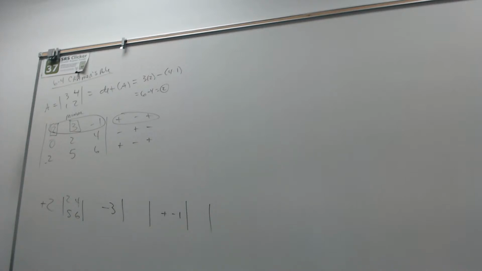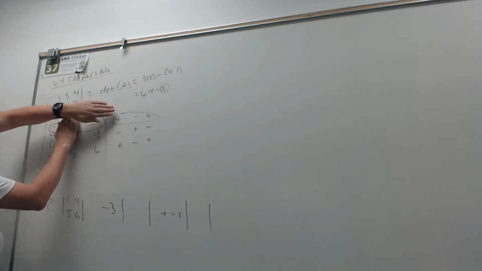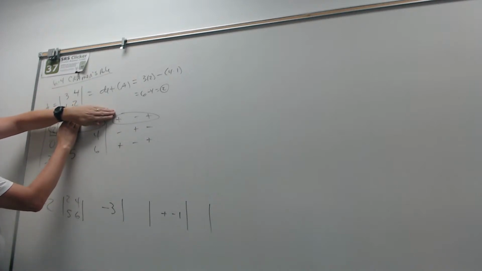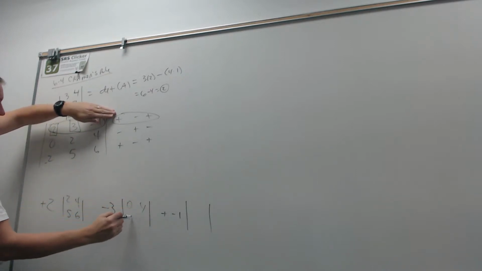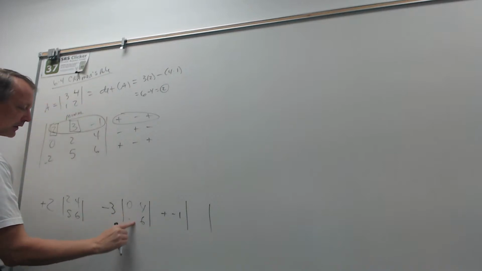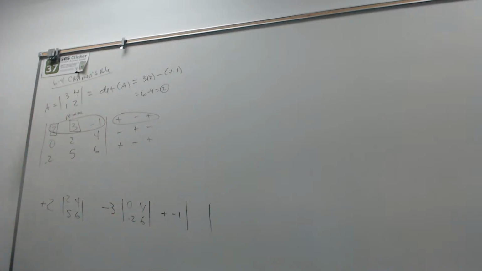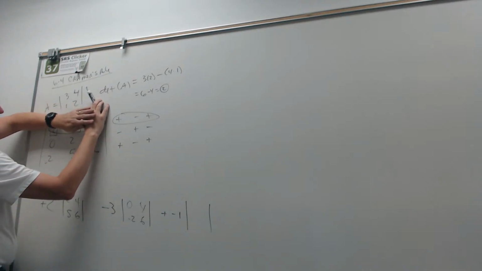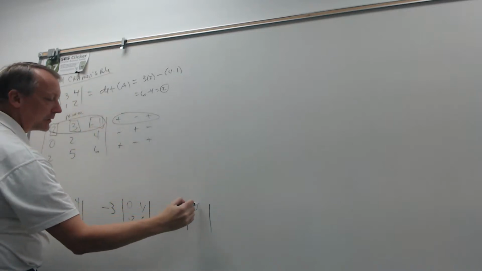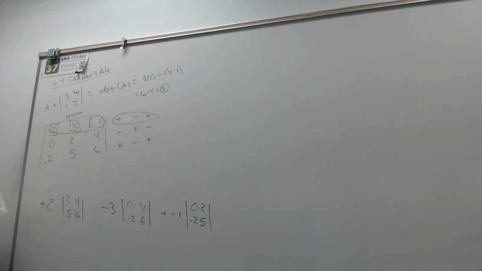Okay. Now I'm in row 1, column 2. I'm going to block out everything that the 3 is in, and the numbers uncovered are 4, negative 2, and 6. Does that make sense? Yes. Now I'm going to do this again with the negative 1. I'm going to block out everything except for the negative 1. What's left? 0, 2, negative 2, 5. Okay?